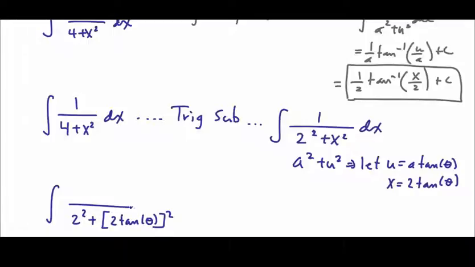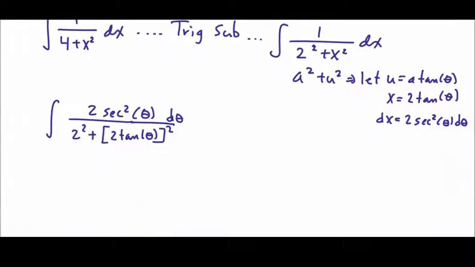and of course that's squared as well. So 2 squared plus 2 tan theta, quantity squared. Now if I take my derivative here, dx is equal to 2 times the derivative of tangent, which is secant squared theta d theta. So I have to make sure I remember to make that substitution. Now this is a really common thing to forget, to take that derivative and substitute it in, but there it is.